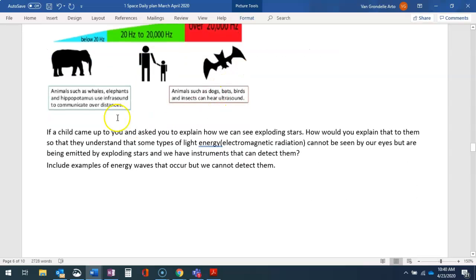Okay, so your question today is, if a child came up to you and asked you to explain how we can see exploding stars, how would you explain that to them so that they understand that some types of light energy, electromagnetic radiation, cannot be seen by our eyes but are being emitted by exploding stars, and we have instruments that can detect them? Include examples of energy waves that occur but we cannot detect them.